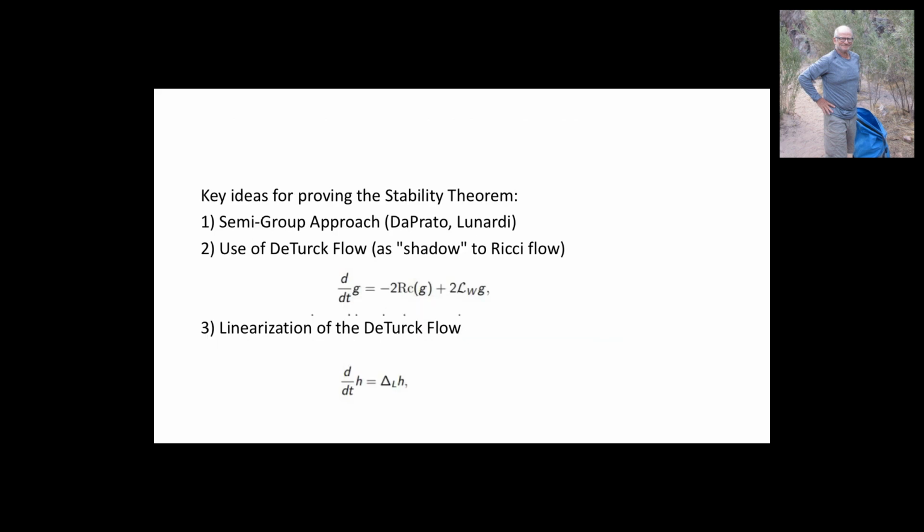They show up later in the talk as well. The first idea is that we relied on the so-called semigroup approach, which was explained by Bahuaud and Lunati. The second step is using the Ricci-DeTurck flow as a sort of shadow for the Ricci flow itself. I remind you that the Ricci-DeTurck flow is essentially the same as the Ricci flow, but it has also in the evolution equation a Lie derivative term, where W depends on the evolving metric as well as some background metric.